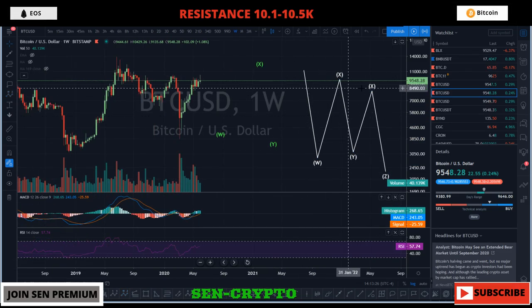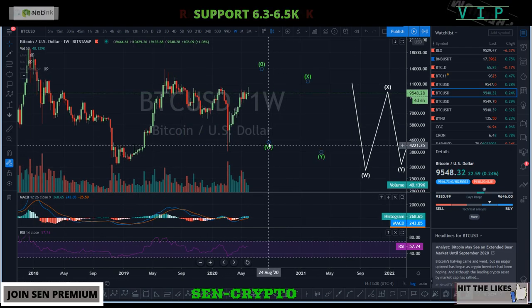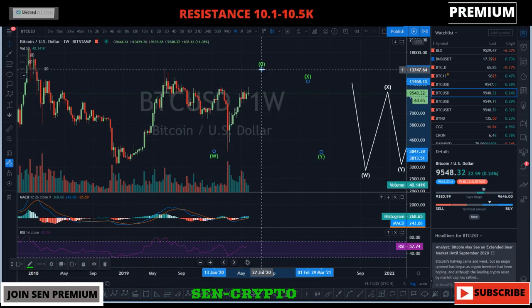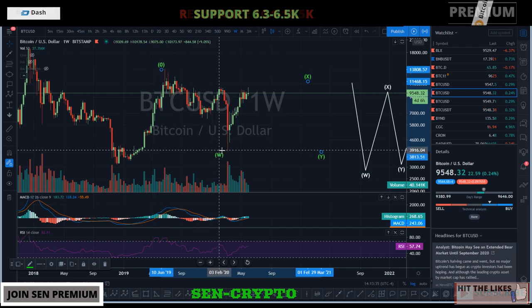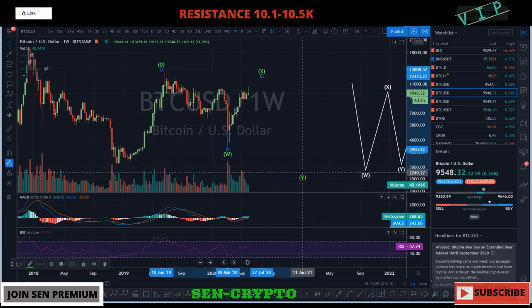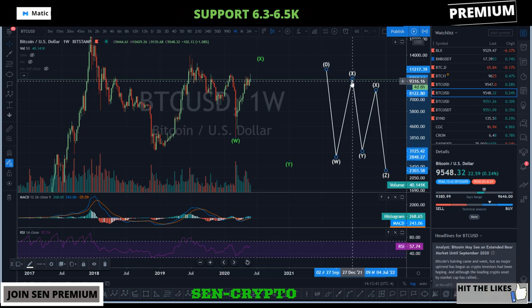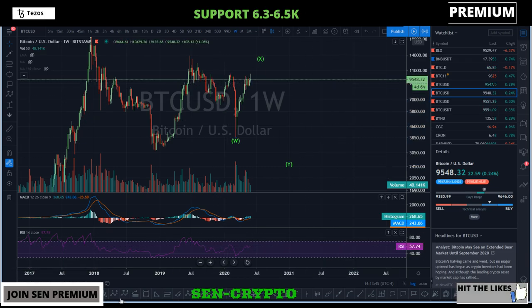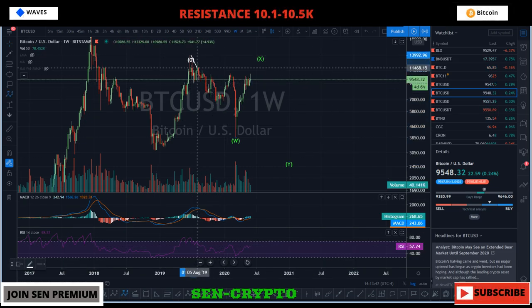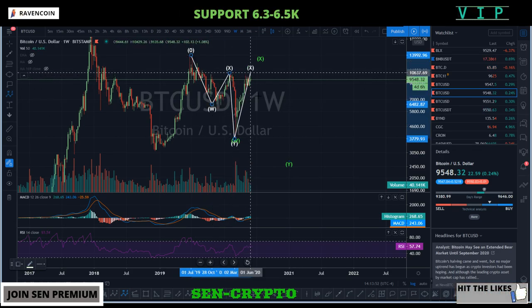If we pump above 12k, we're going to go with the WXY correction in this area. We're going to go with W. If we break 10.5, we're going to call it W, X, and Y, right? But as of now, we're looking for a W, X, Y, X, Z correction. You're going to ask me what's the difference, once again, right? The difference is this. We got W, X, Y, X, and Z.